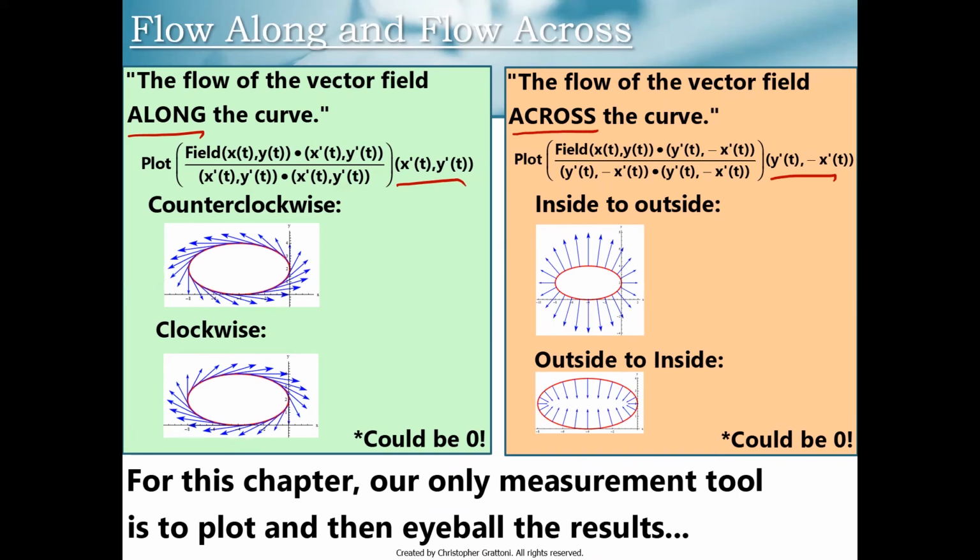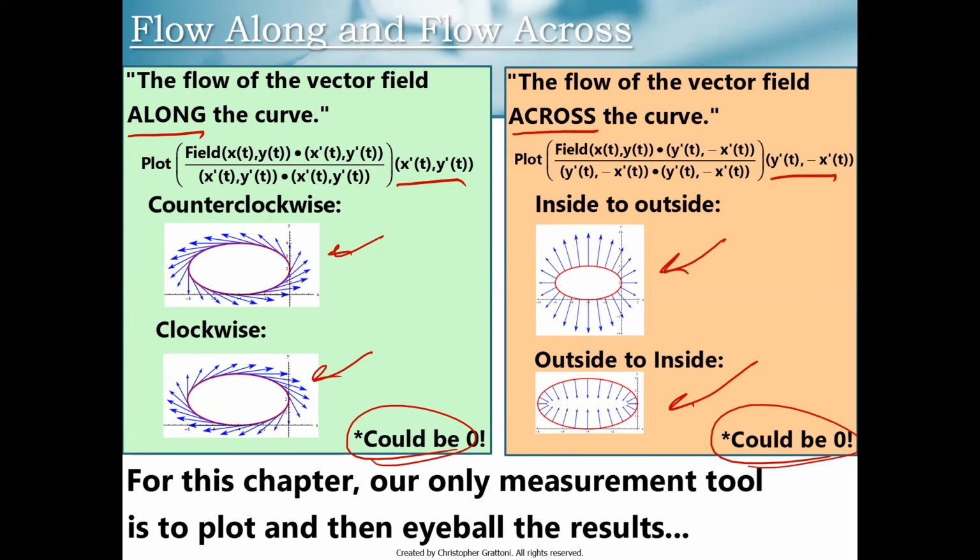We could end up with the net flow being clockwise. The net flow of the vector field along the curve could be counterclockwise. The net flow of the vector field across the curve could be inside to outside or outside to inside. And in both scenarios, it is possible to have a perfect balance between the two different sets of vectors. Clockwise and counterclockwise can balance out to make zero. Same thing with outside to inside and inside to outside. If you get a nice enough balance, it is possible to conclude that the net flow across is zero.